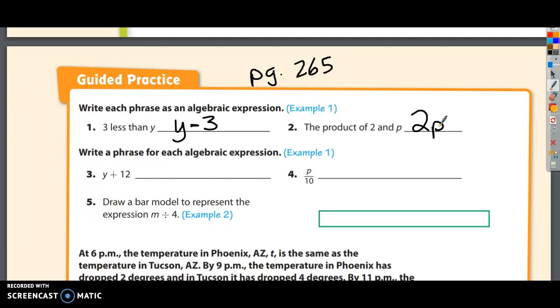All right, numbers 3 and 4 say write a phrase for each algebraic expression. So the phrase for y plus 12 could be either something like y plus 12 or y added to 12, or you could even go a little bit more complicated and write the sum. I like to use the word sum of y and 12.